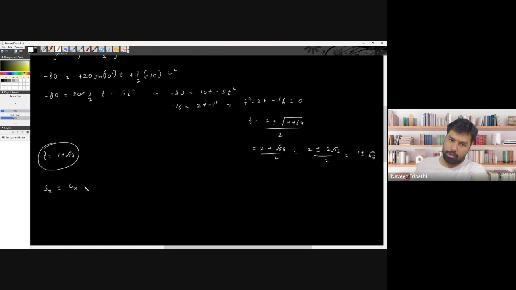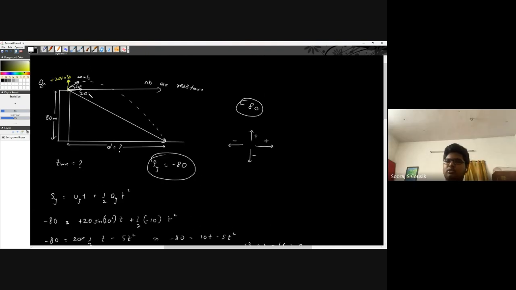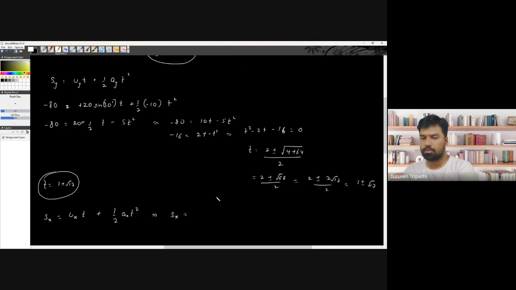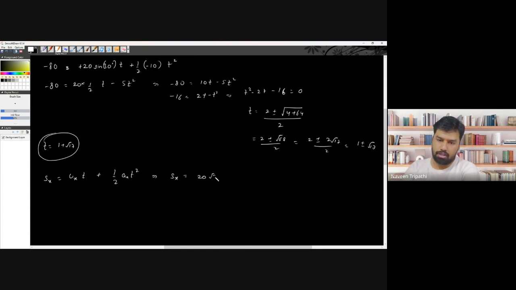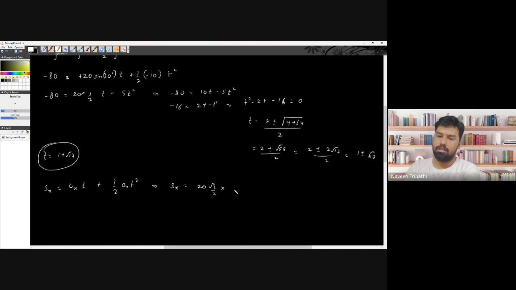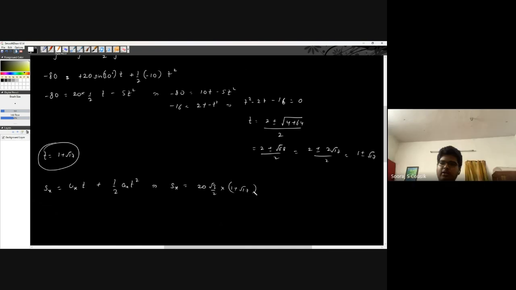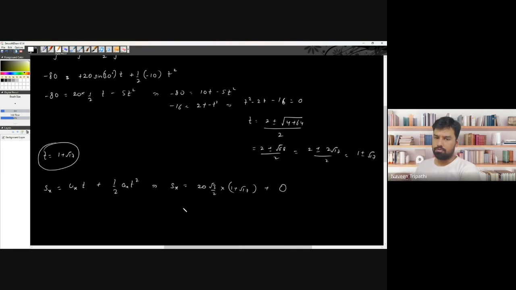It is Ux into t plus half ax t square, which is anyway 0. Ignore it. I'll write it and then make it 0. Sx is asked. What is the value of ux? 20 cos 30. So 20 cos 30 is 10 root 3. t is 1 plus root 17. Half ax t square is 0, forget about this. So 10 root 3 into 1 plus root 17. Now put it in calculator, get the answer. Whatever is the answer, we'll calculate that.